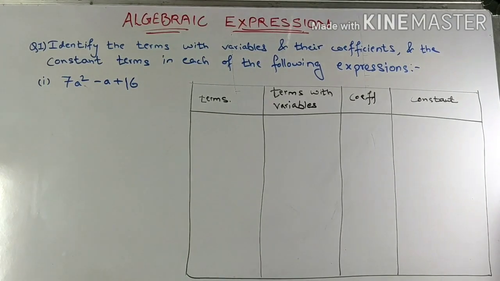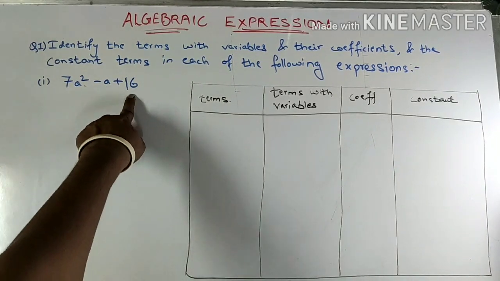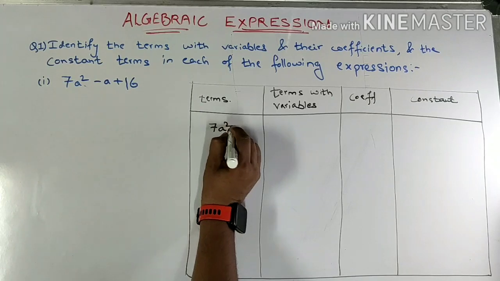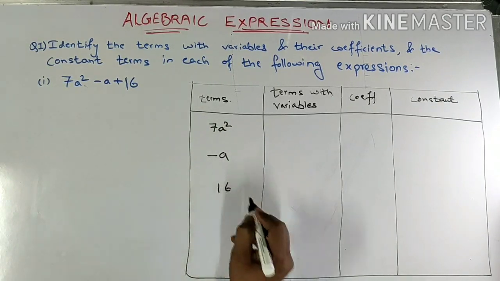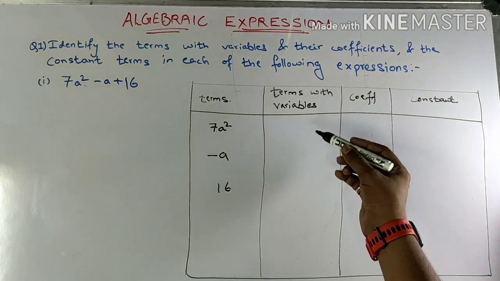Okay, so first we are supposed to identify how many terms are there. So there are 1, 2 and 3 terms. So I'll write the terms. 7a square is one term, minus a is another term, and plus 16 is the third term that this problem has. How many terms are there with variables?